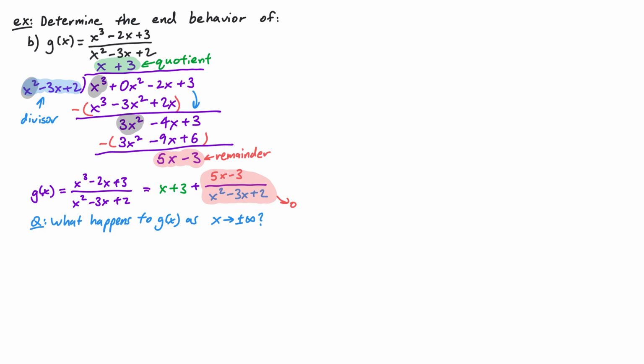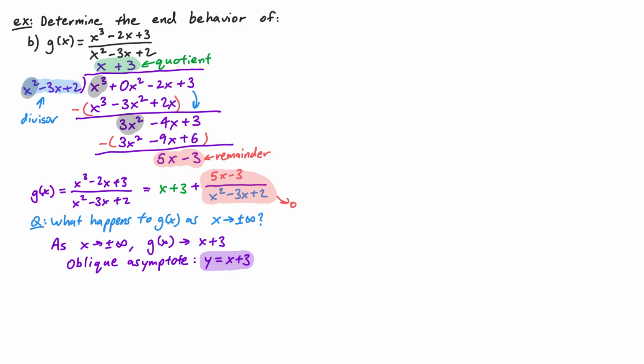So as we plug in larger and larger values for x, this portion becomes smaller and smaller, so my function behaves more and more like x plus 3. So let's write that down. As x goes to plus or minus infinity, our function g of x gets closer and closer to x plus 3. And this x plus 3 here is a linear function. So our function g of x eventually gets closer and closer to a line. That's why we'll say that the oblique asymptote for our function is y equals x plus 3.